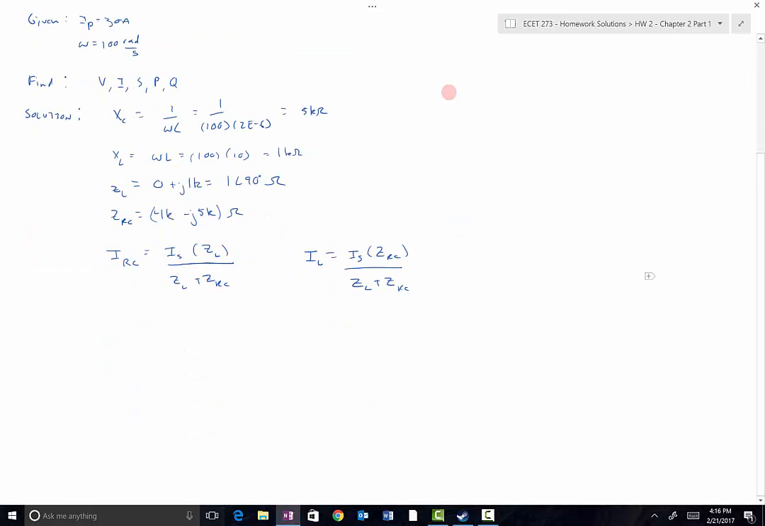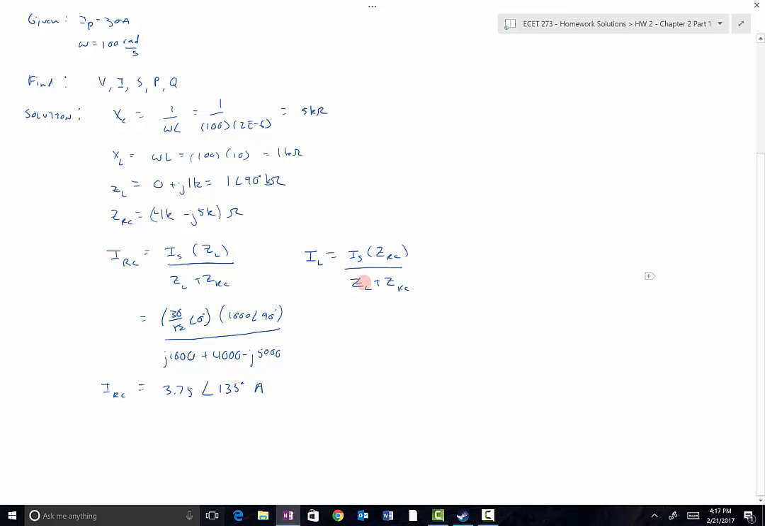Okay, so we can just plug some numbers in here. IS in its phasor form is 30 over root 2 at angle 0 degrees. ZL we determined was, oh, I made a mistake there, that should be kiloohms, so it's 1,000 at angle 90 degrees, or J1000 would have been fine to put in there. Your calculator understands either. And then we just need to add those two, so it's J1000 plus 4000 minus J5000. And so you get an RC branch current of 3.75 at an angle 135 degrees amps.